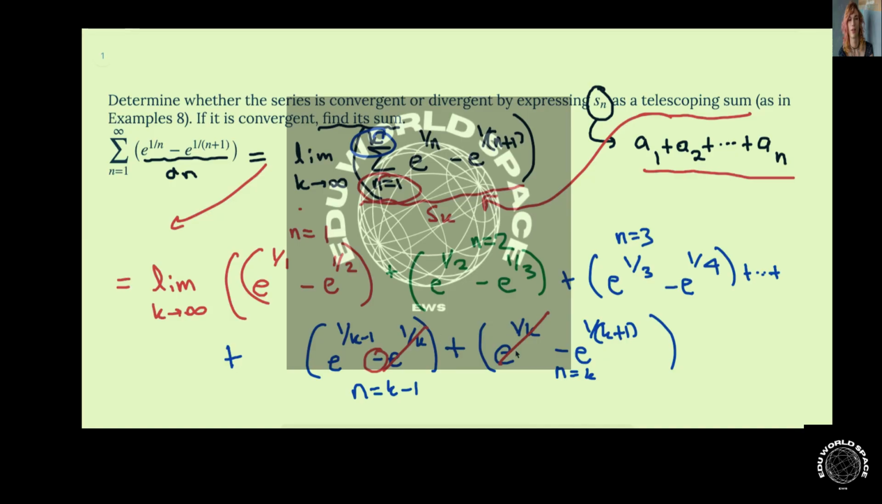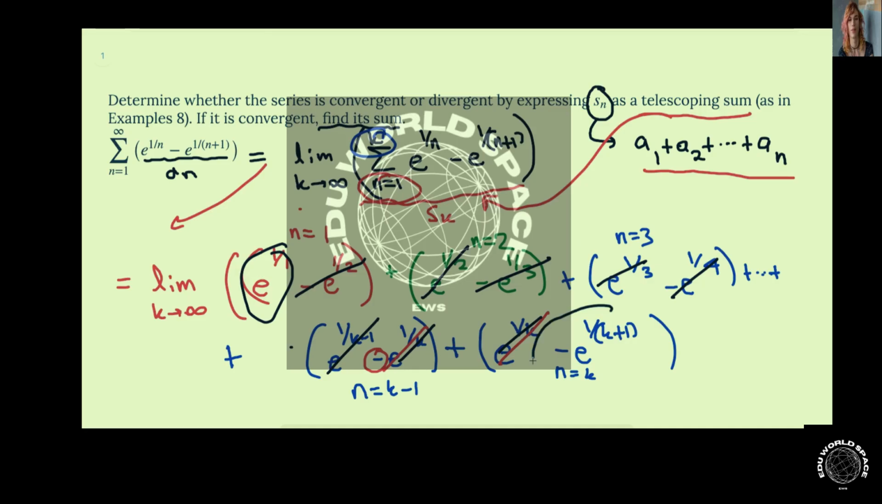So now let's see how much we could cancel. e to the 1 over 1 doesn't cancel with anything because all the remaining denominators are larger than 1. Here we have negative e to the 1 half. That'll cancel with the positive e to the 1 half. More cancellation there. If I were to keep writing, I would see that negative e to the 1 over 4 would cancel, and I would keep getting cancellation all the way until I get to e to the 1 over k. That will cancel. So this means this k minus 1 term would also cancel with the term right before it.